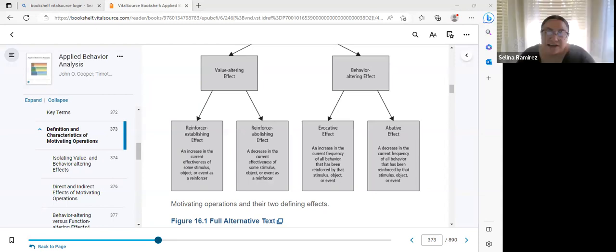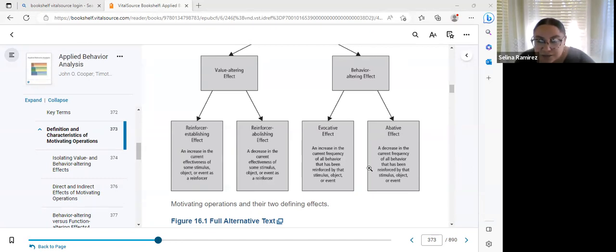Okay, so then we have behavior altering effect. And that one is going to have the evocative effect and abative effect. So evocative effect is going to be an increase in the current frequency of all behavior that has been reinforced by that stimulus, object, or event.